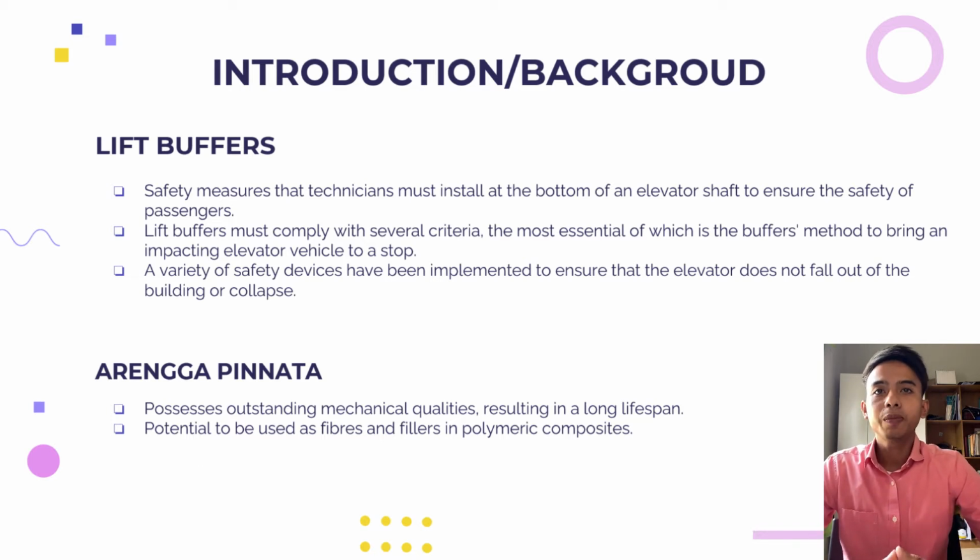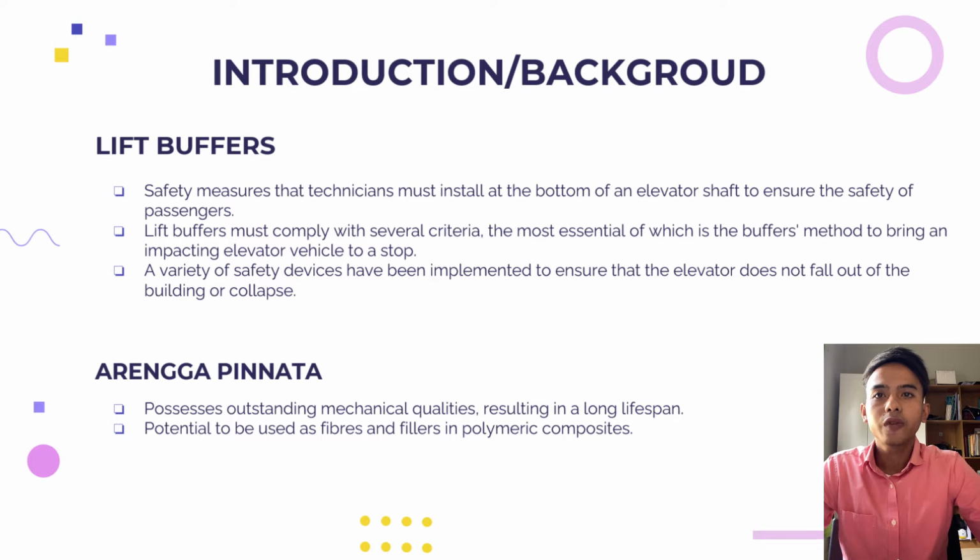Next, introduction. The project's primary goal is to enhance the qualities of the lift buffer. Lift buffers are safety measures that technicians must install at the bottom of an elevator shaft to ensure the safety of passengers. Similar to any other safety equipment, lift buffers must comply with several criteria, the most essential of which is the buffer's ability to bring an impacting elevator vehicle to a stop. Since the inception of elevators, a variety of safety devices have been implemented to ensure that the elevator does not fall out of the building or collapse. The elevator operating velocity and mass are considered while specifying the buffer for the elevators.